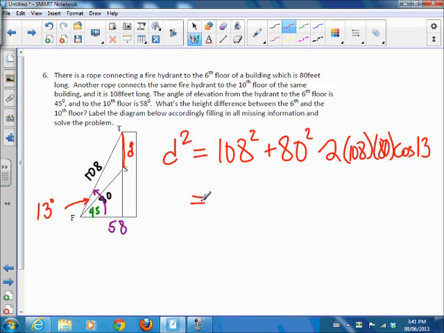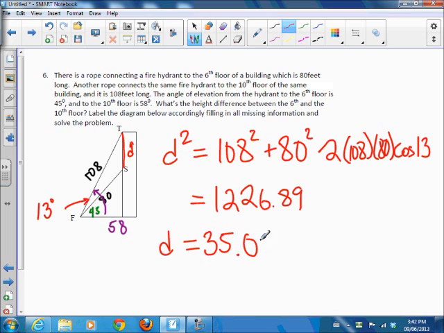And that's going to be 1,226.89. And then to find d, I just need to square root everything. And we get the answer that the difference between the two floors is 35.03 meters. Okay? So that's the answer to this question.